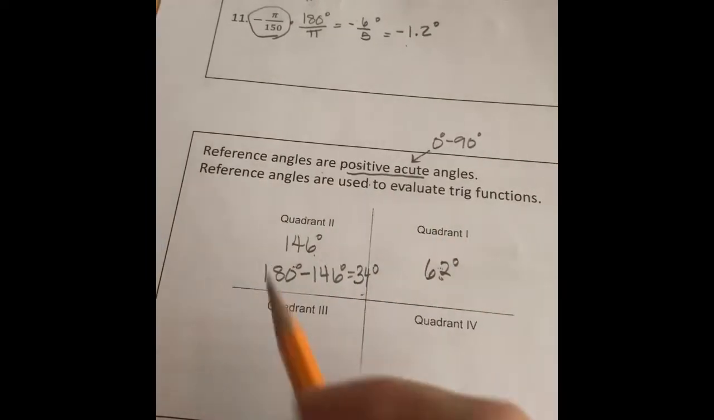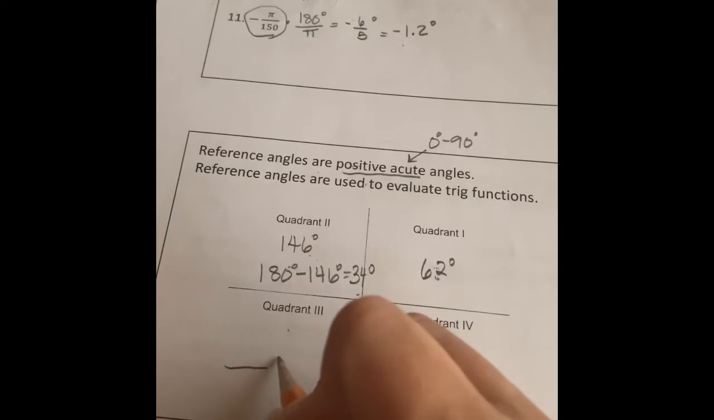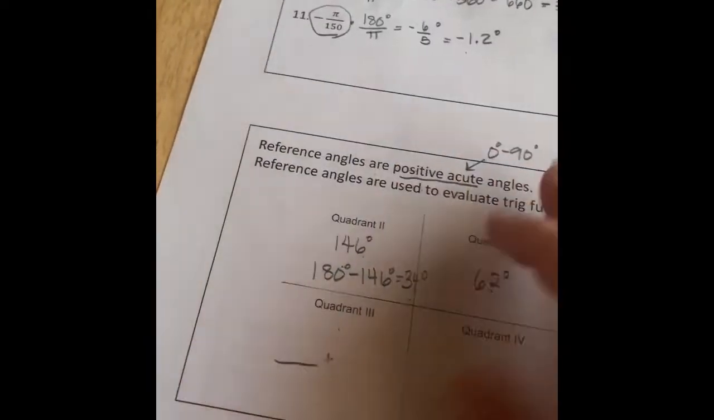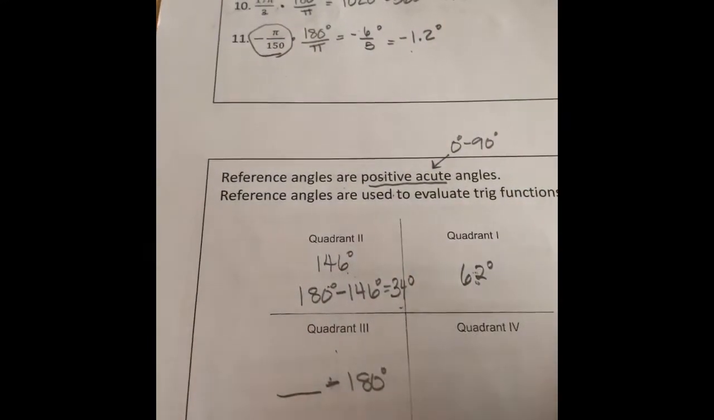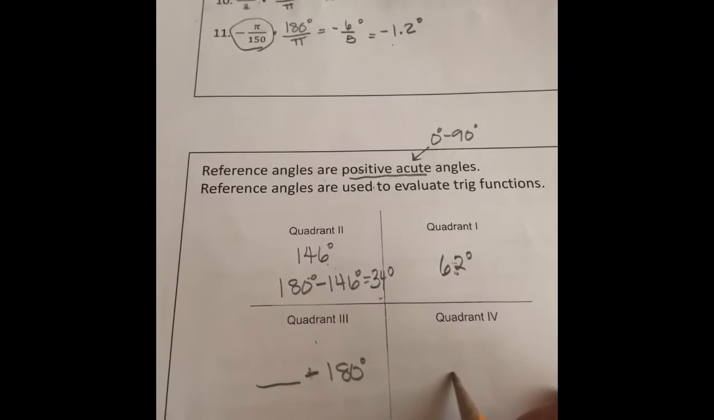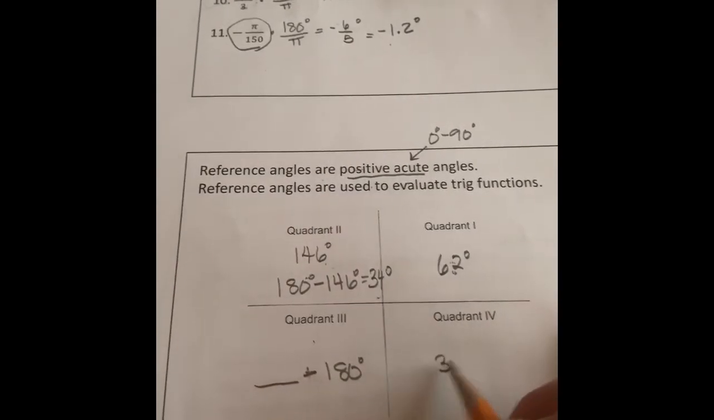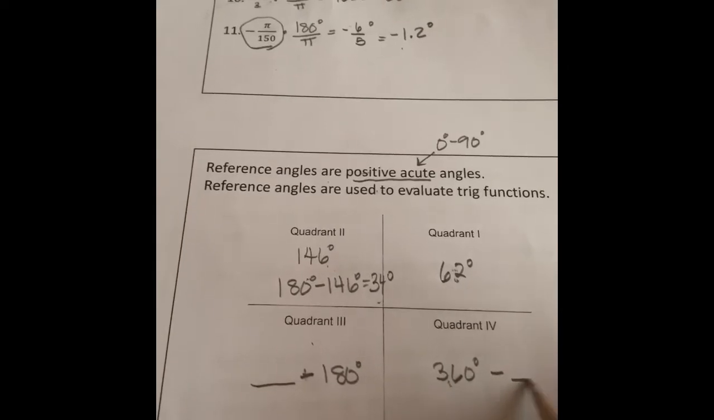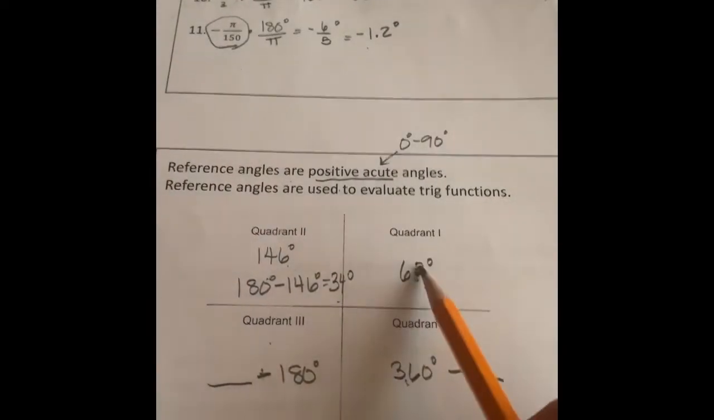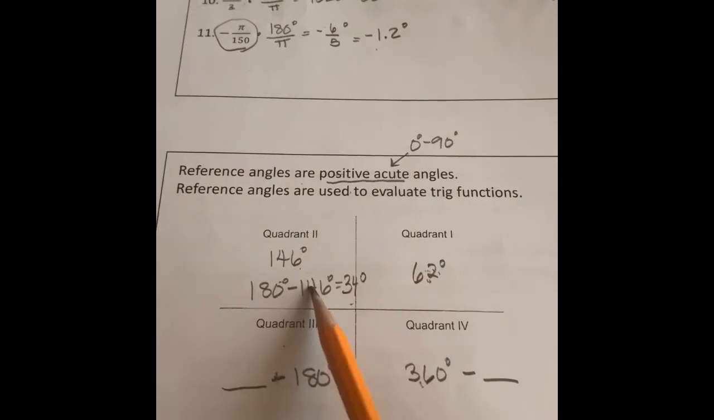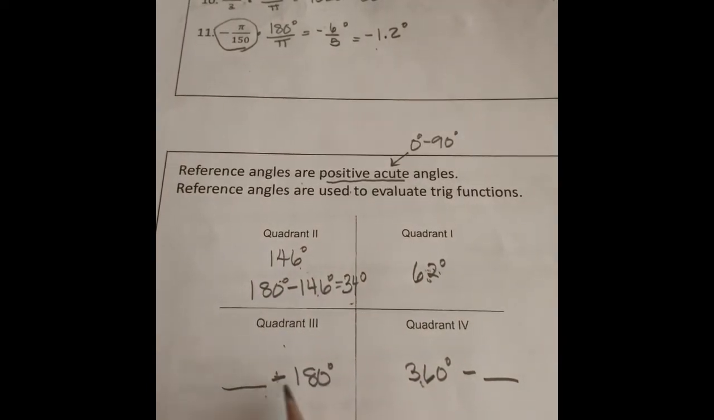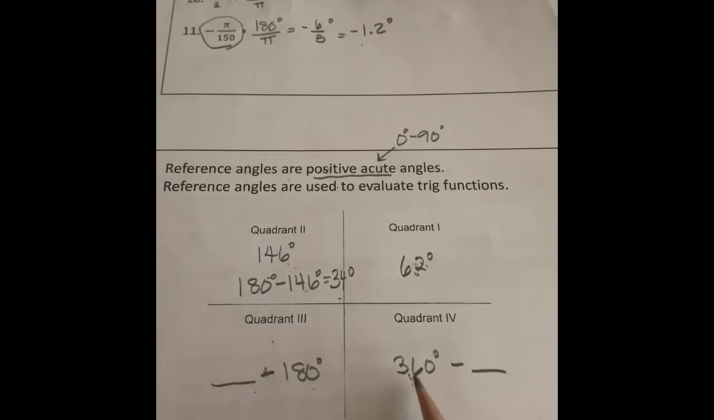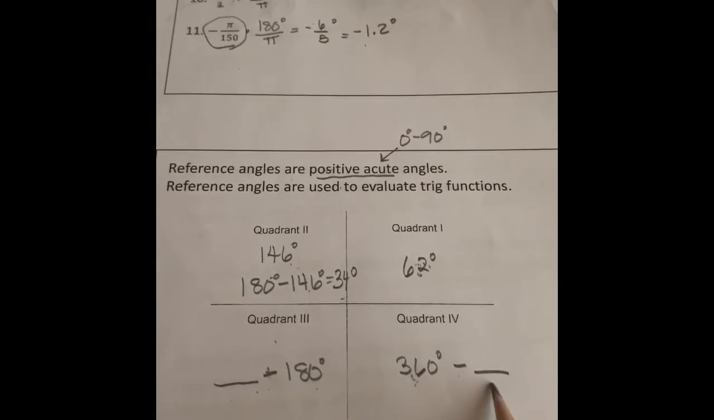In the third quadrant, you would take the angle that you were given and subtract 180 degrees from it. If you were given an angle in the fourth quadrant, you would take 360 degrees and subtract the angle that you were given. So first quadrant, it's itself. Second quadrant gets subtracted from 180. Third quadrant, you take the angle minus 180. Fourth quadrant is 360 minus the angle.